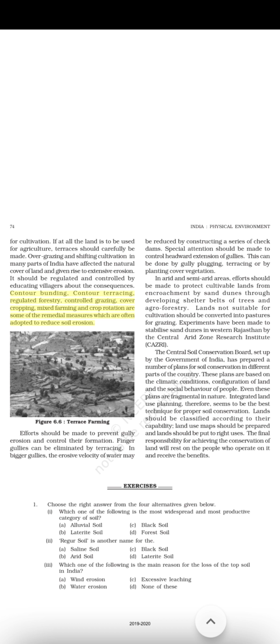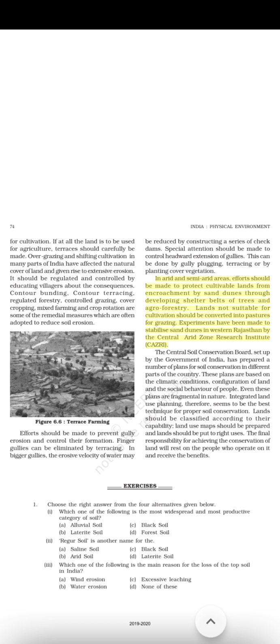Efforts should be made to prevent gully erosion and control their formation. Finger gullies can be eliminated by terracing. In bigger gullies, the erosive velocity of water may be reduced by constructing a series of check dams. Special attention should be paid to control headward extension of gullies. This can be done by gully plugging, terracing, or by planting cover vegetation.